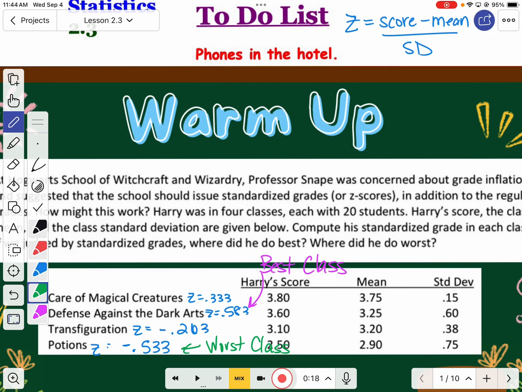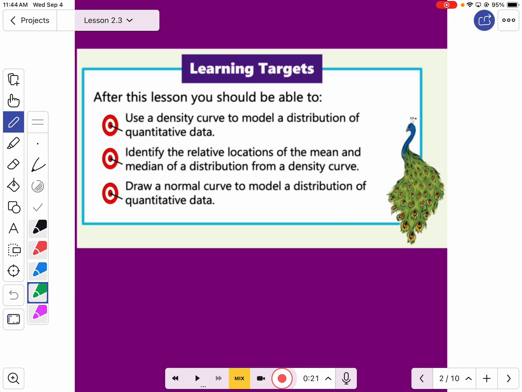All right. So now let's talk about what we're going to do today. We're going to talk about a specific kind of distribution today, and how z-scores and all that fit in. We're going to use what's known as a density curve. But it's not always a curve, which is interesting. You're going to see a rectangle in some of these. We're going to talk about relative locations of the mean and the median within those curves, and then talk about what's called a normal curve. You probably did a normal curve in Algebra 2. It's the one that looks like a mountain, a bell-shaped curve.